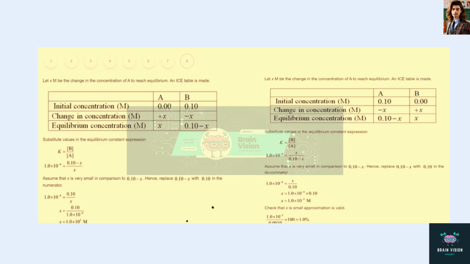Here, the value of x is greater than 0.10 M, but x should be less than 0.10, so this case is a positive. The approximation is greater than 5%, so it is invalid.